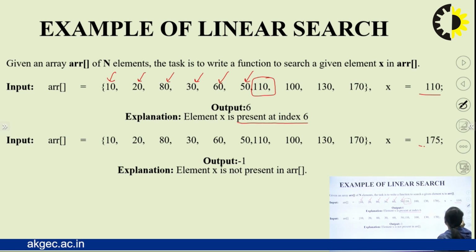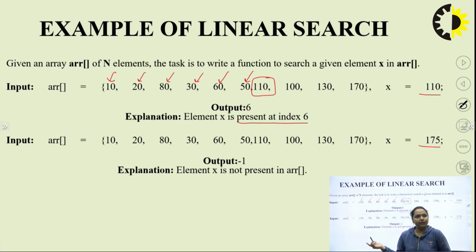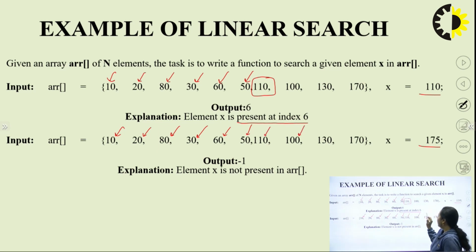Now, let us take another example, 175. Can we find 175 within the array? Again, the strategy remains the same. We compare each and every element sequentially, one by one. First of all, it is compared with 10. Next, 20, 80, 30, 60, 50, 110, 100, 130, 170. We reached the end of the list but did not find the element 175, which means the search is unsuccessful.